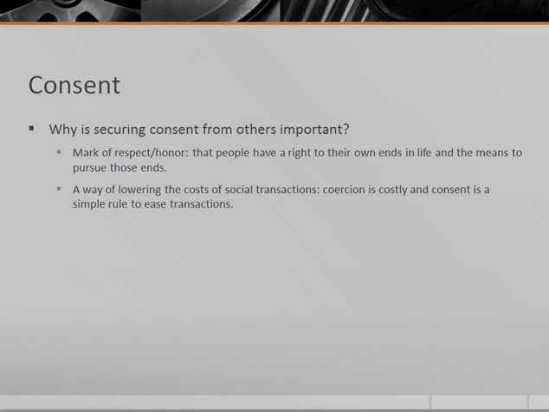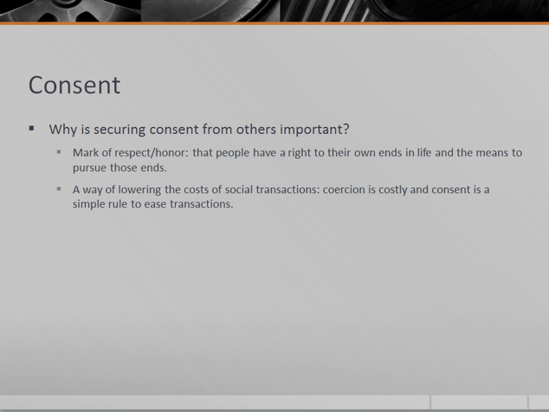And so by securing their consent when you propose to do something to them, you are showing a respect for them as persons, rather than as mere means or mere tools to pursue your ends. Another way of looking at the importance of consent is that consent lowers the costs of social transaction. That is to say, coercing people is costly. Forcing people to do stuff is expensive. And acquiring their consent is a simple rule, one that everybody can understand relatively intuitively, and it helps ease transactions. It helps people do things because they want to, not because they're being coerced to do so.